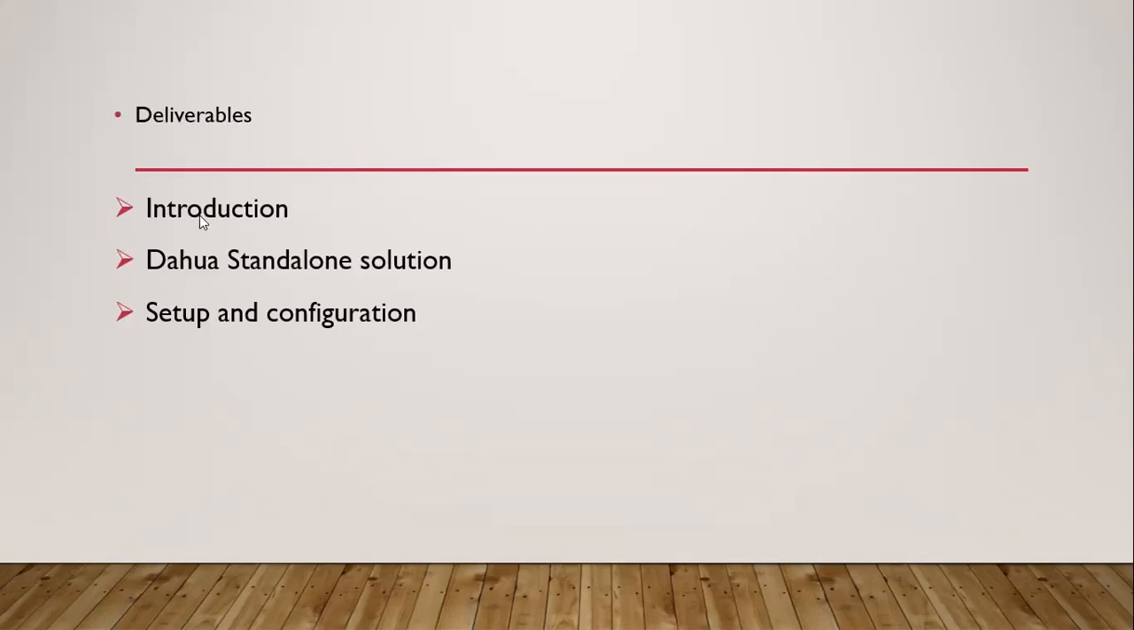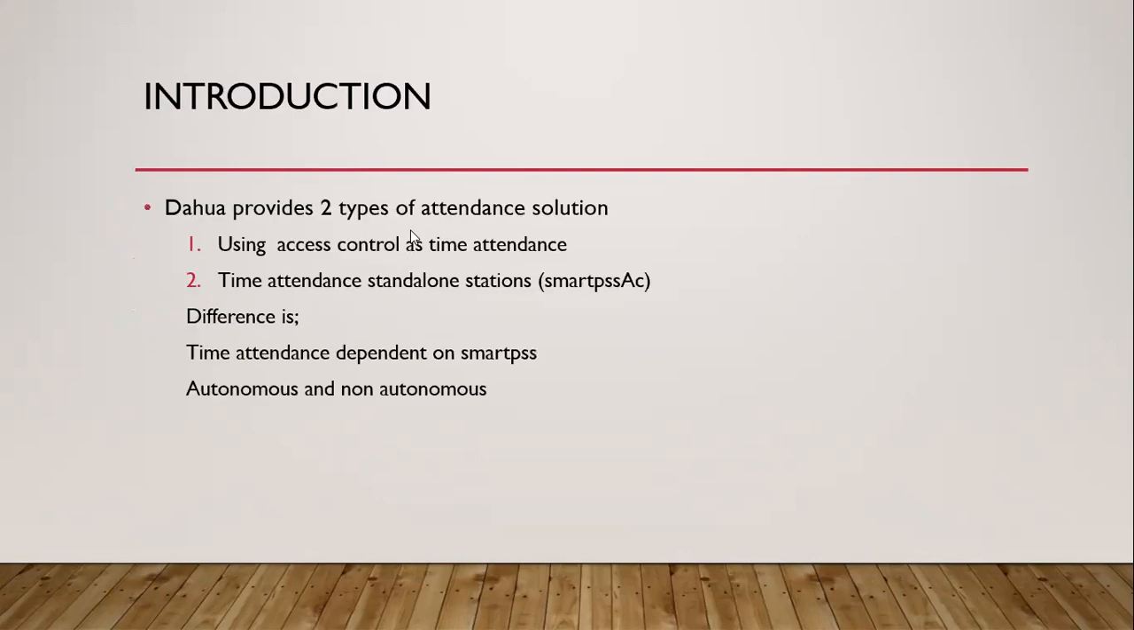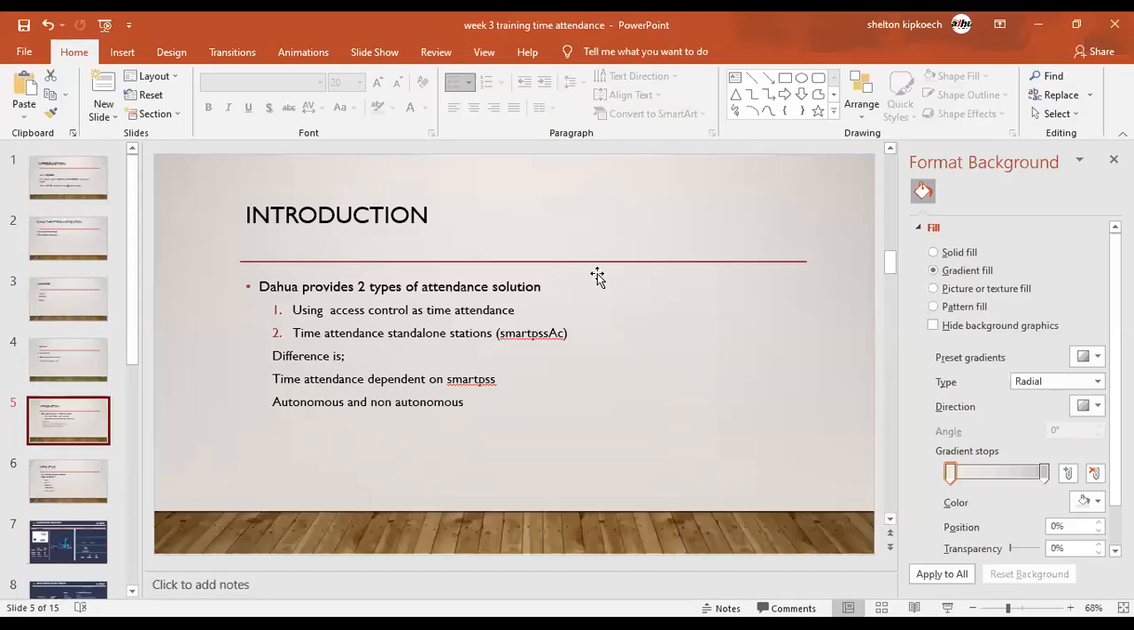So this is what we're going to cover. Dahua Technology provides two types of attendance configuration. There is an attendance solution using access control, and then there is an attendance solution using time attendance standalone devices. The access control is just the normal access control devices. So if you have an existing access control system, you can use that existing access control system to do time attendance for maybe the organization or something.